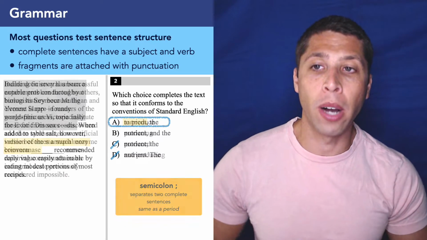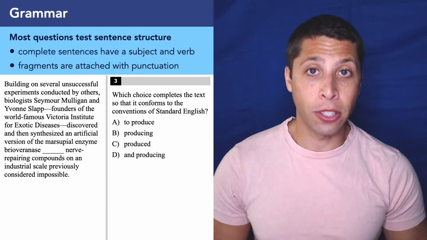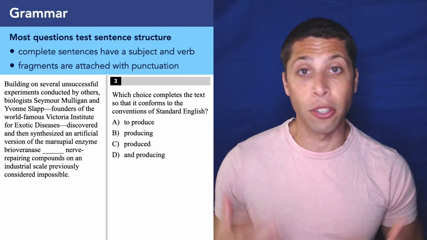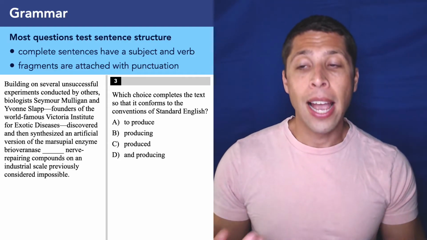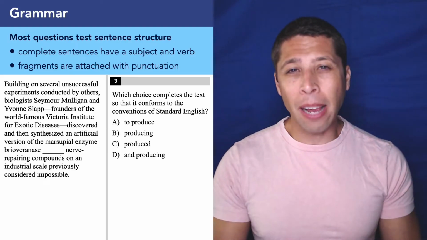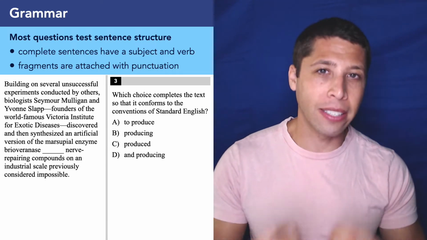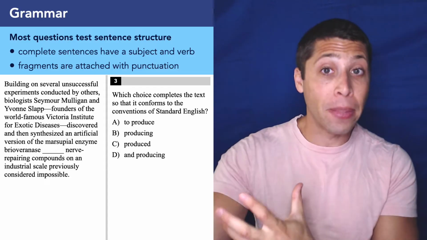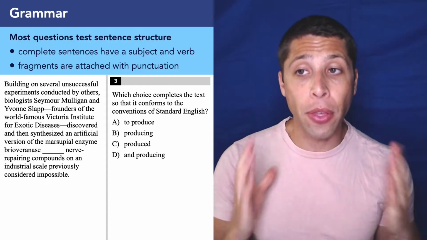Let's move on to another question. This one might be harder to judge what's going on because if we look at the answer choices, there's no punctuation going on. So you might think, oh, is it just about verb tense? And in a way it is, but a lot of times when they're testing verb tense, it's still affecting the sentence structure. Certain verbs can be used in certain places to either make something a sentence or to make it a fragment. So we have to think about that.